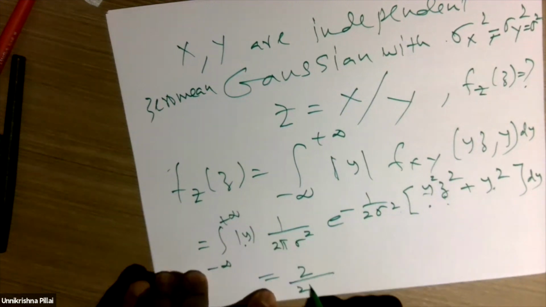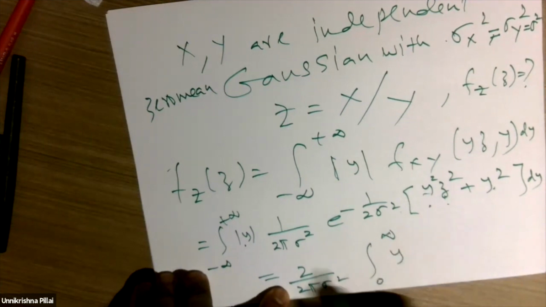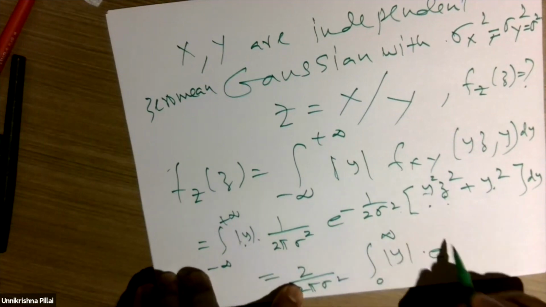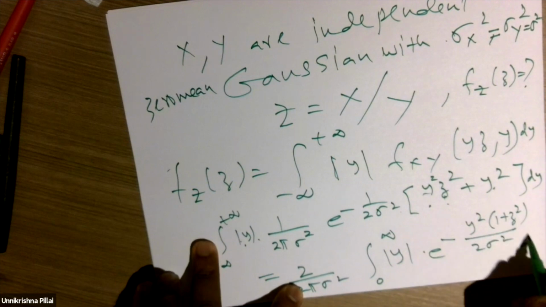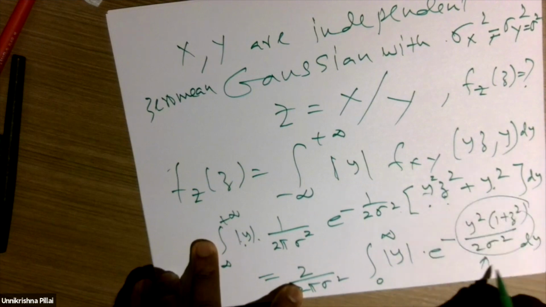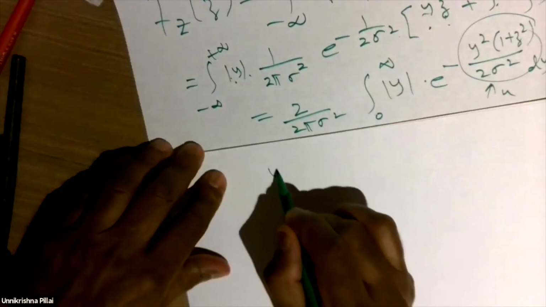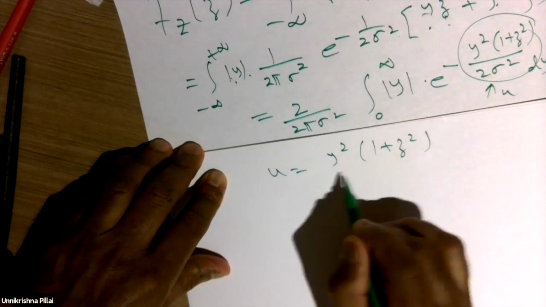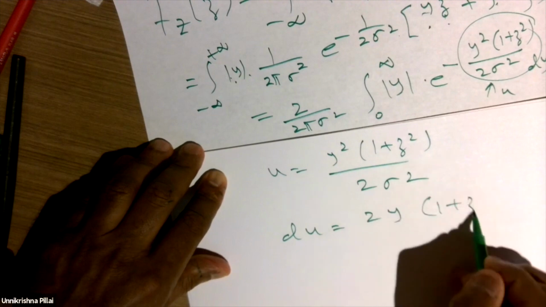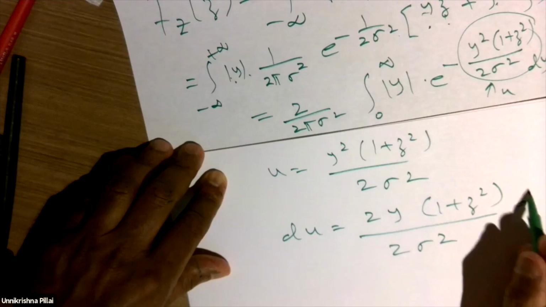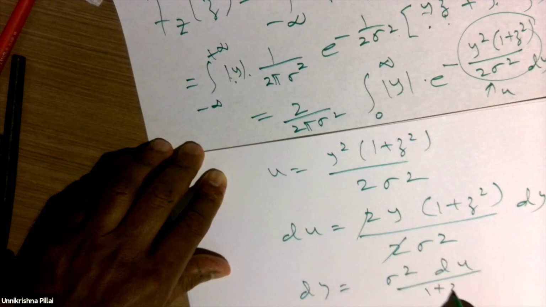So first I can write this in this manner, 0 to infinity. I made it one side. Then I only need y, I don't need the absolute value. This is e raised to minus y squared goes outside, 1 plus z squared over 2 sigma squared dy. I'm going to call this whole thing u. So u is y squared multiplied by 1 plus z squared over 2 sigma squared. So du is 2y dy, 2 cancels. So dy is sigma squared du over 1 plus z squared.